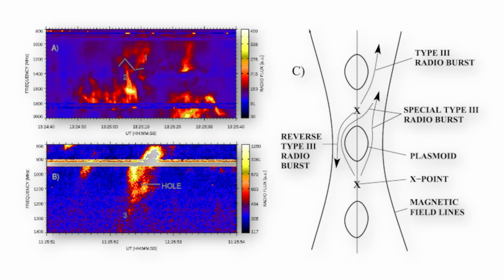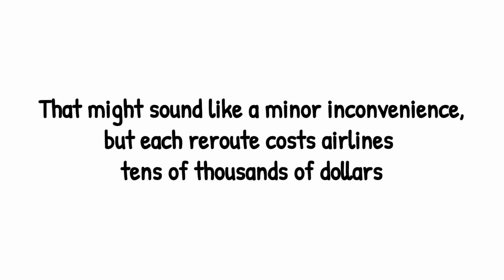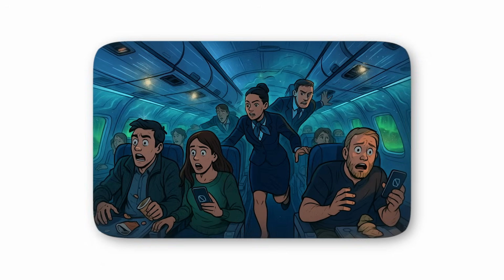Back in December 2006, a powerful M-class flare disrupted high-frequency radio signals across the polar regions, forcing airlines to divert flights. That might sound like a minor inconvenience, but each reroute costs airlines tens of thousands of dollars, not to mention the chaos for scheduling and passengers.